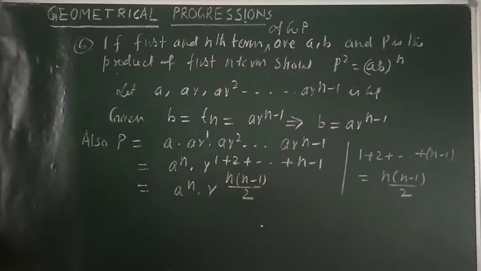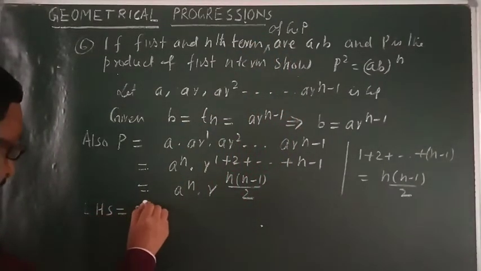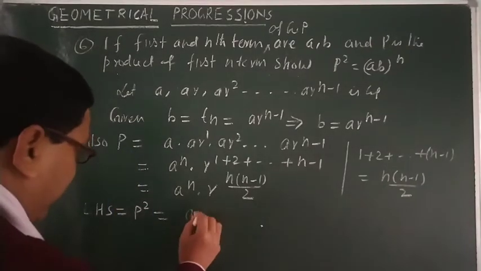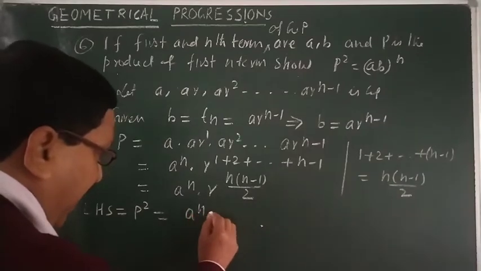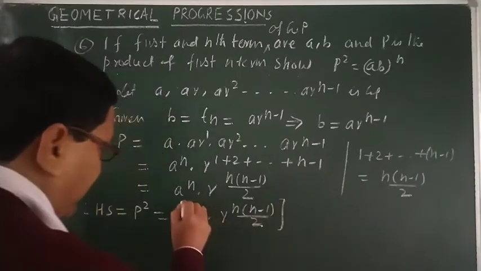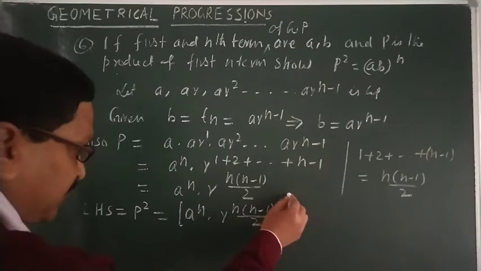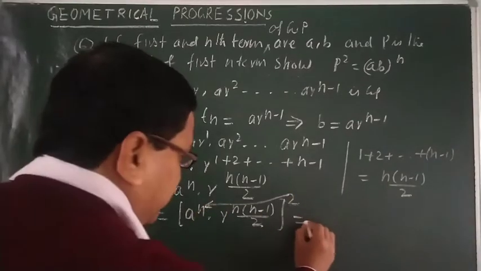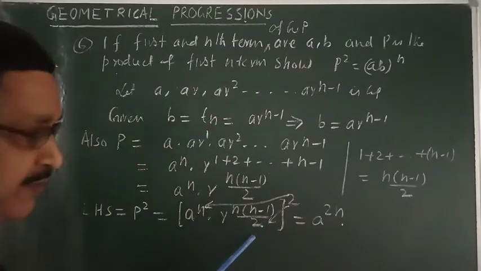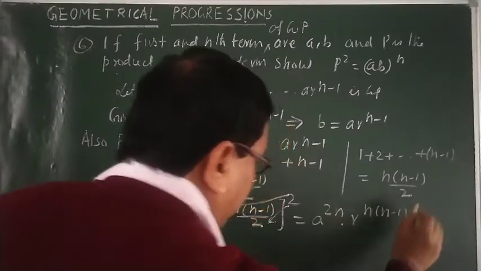Now we move towards our proof, the LHS. LHS is P square. Put the value of P: A to the power n, R to the power n into n minus 1 by 2, and this is whole square. Due to this whole square, A becomes A to the power 2n, and the 2 power will be cancelled for R. So R to the power n into n minus 1. So this is your LHS.